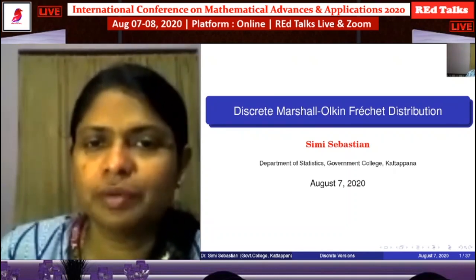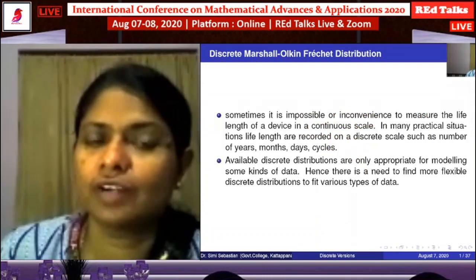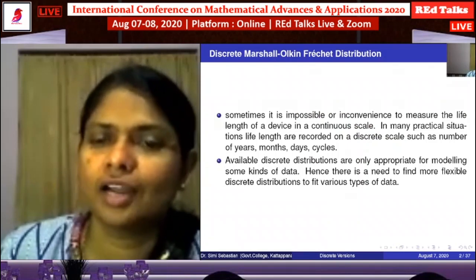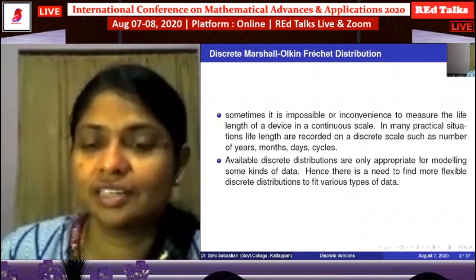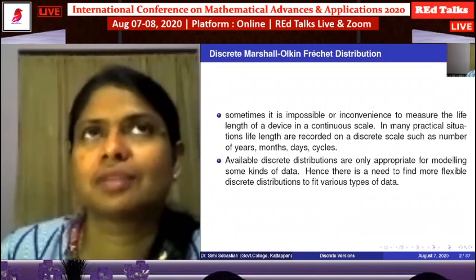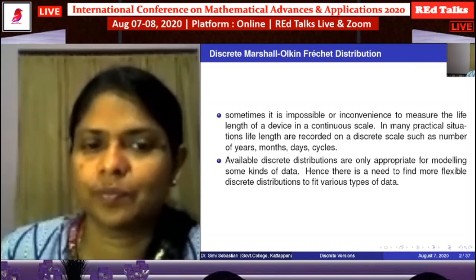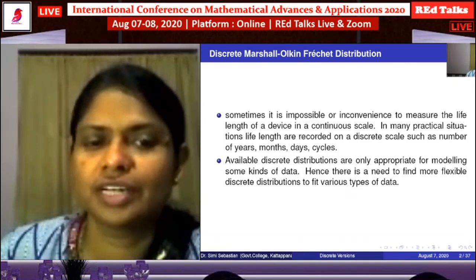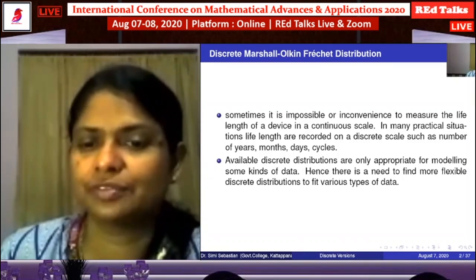Sometimes it is impossible or inconvenient to measure the lifelength of a device on a continuous scale. In many practical situations, lifelengths are recorded on a discrete scale, such as number of years, months, cycles, etc. Hence, there is a need to find more flexible discrete distributions to fit various types of real data.